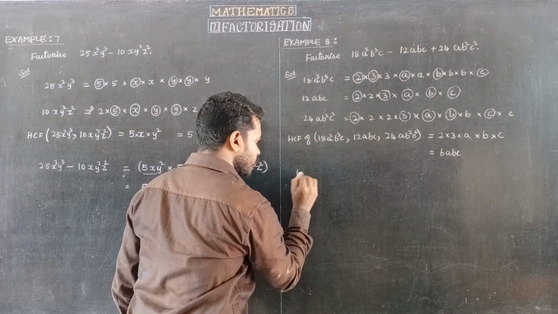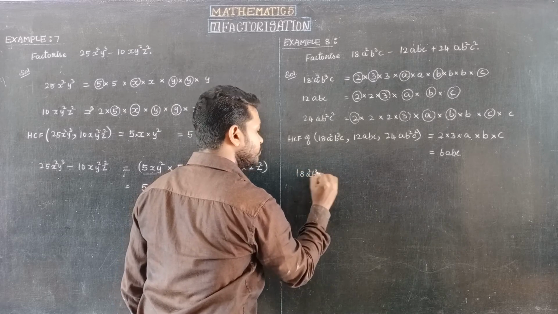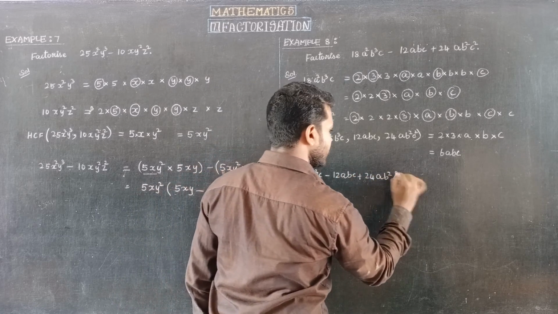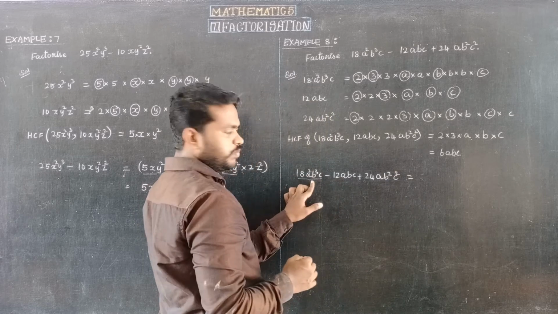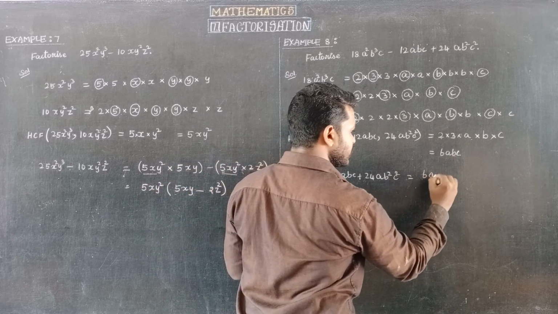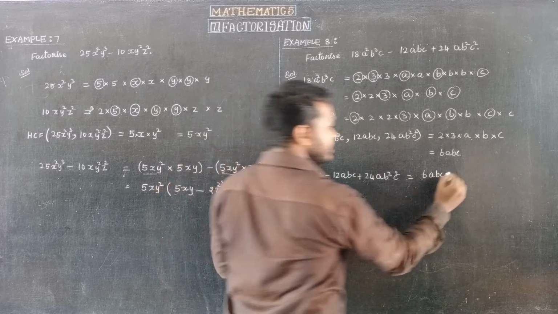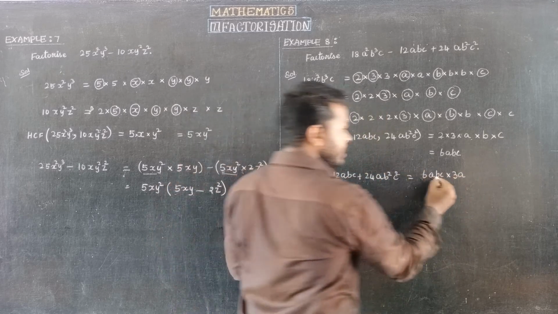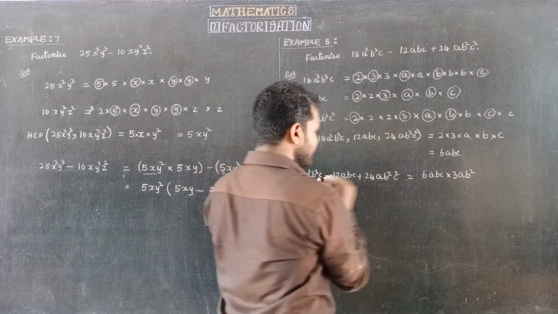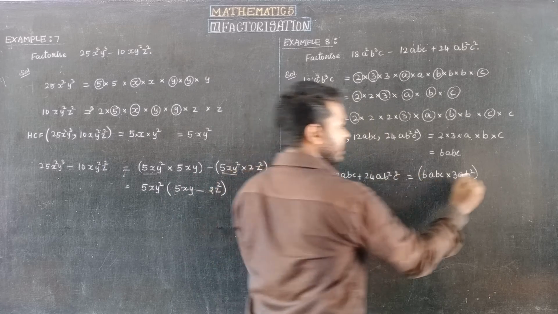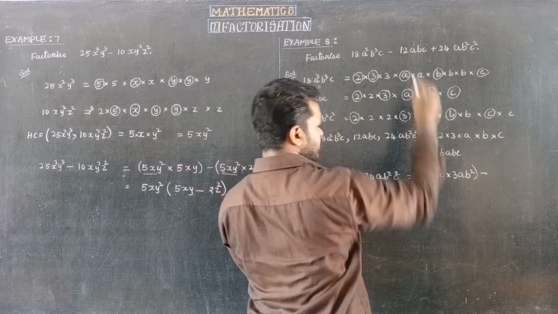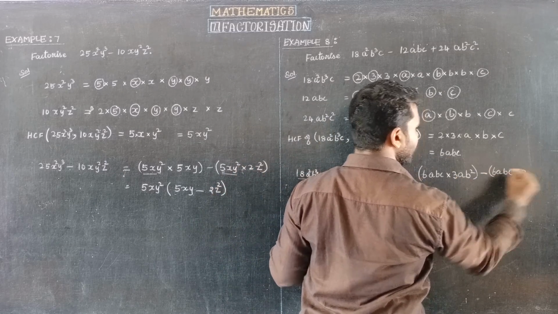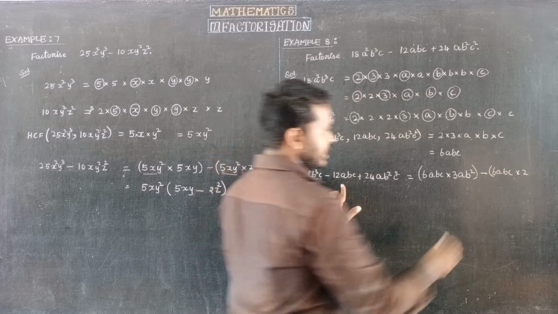Next, factorize 18a²b³c minus 12abc plus 24ab²c². For the first term, 18a²b³c, we take 6abc out, so arrange it: 6 threes are 18. We have a, so multiplying by a gives a square. We have b, so multiplying by b square gives b cube. c is already there, so we can remove it. The second term is minus 12. We took 6abc, so multiplying by 2 gives the constant 12. abc is already taken.